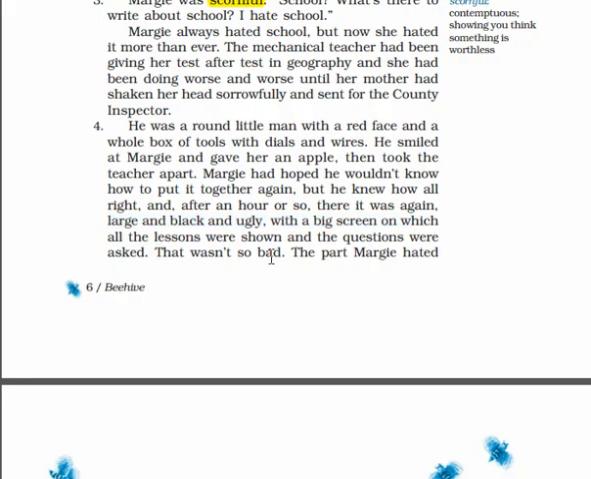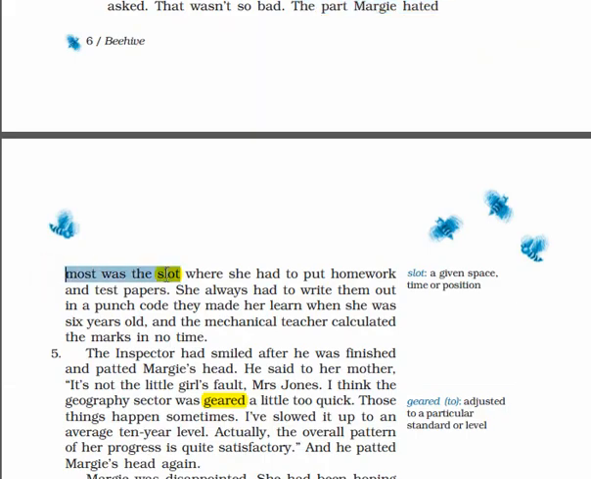That wasn't so bad. The part Margie hated most was the slot where she had to put homework and test papers. She always had to write them out in a punch code to push through.